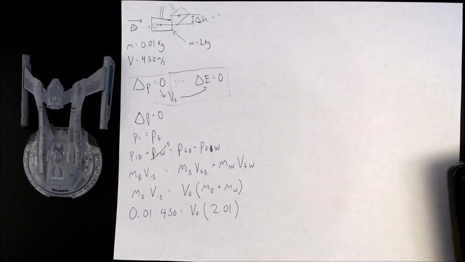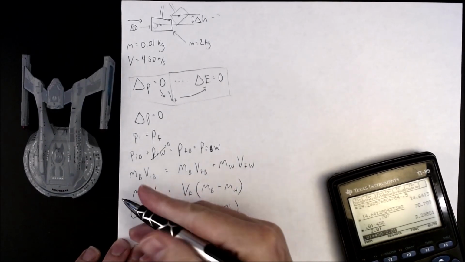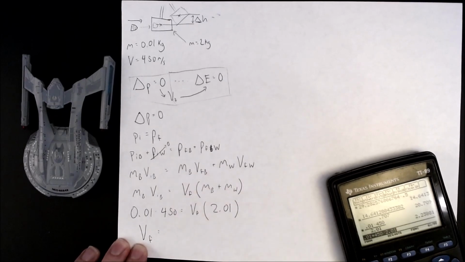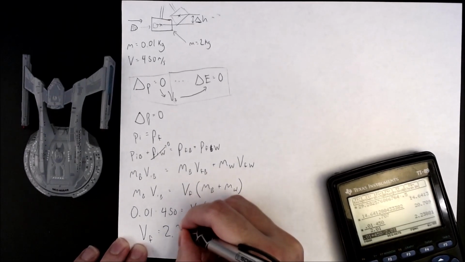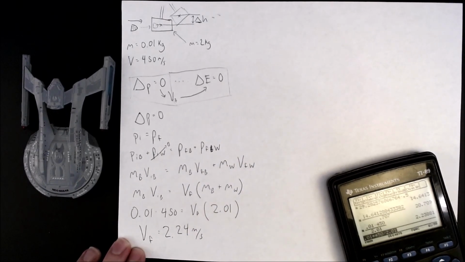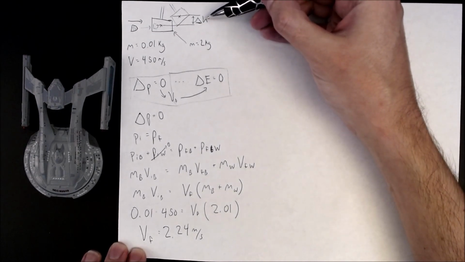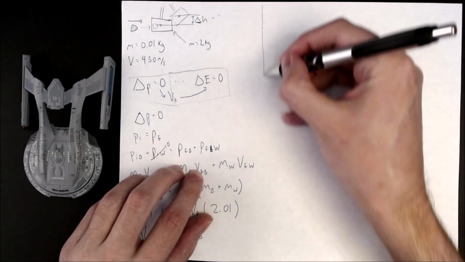It's not a bad idea to get out our calculators at this point. Can we solve for V final? Well, it's going to be just 0.01 times 450 divided by 2.01, and we find that the final velocity of the block and bullet together is going to be 2.24 meters per second. Well, that's nice, but that doesn't get us the change in height of the block. So what can we do?